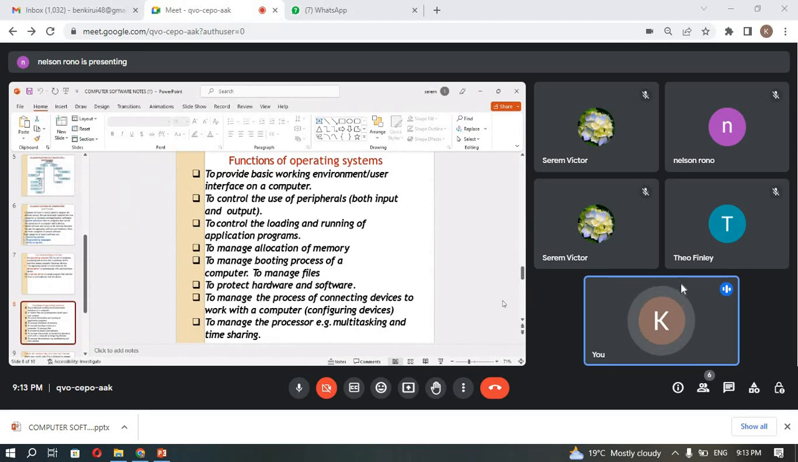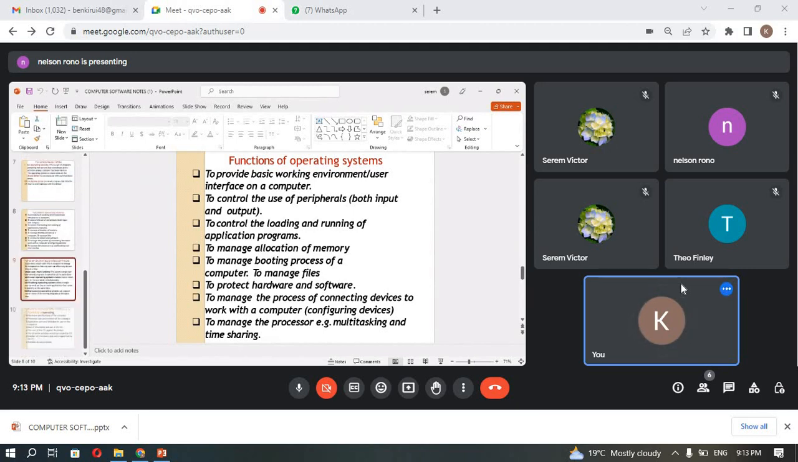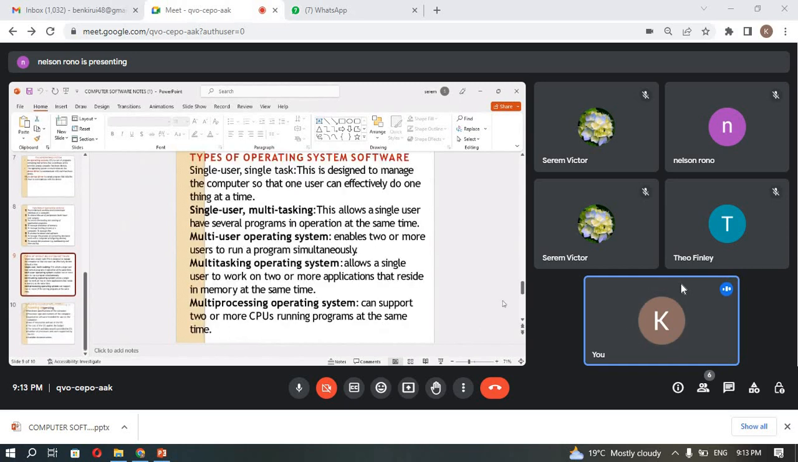We have a number of them. We shall look at them. The functions of the operating system. Number one, to provide a basic working environment and user interface on a computer, to control the use of peripherals, both input and output, to control the loading and running of application programs, to manage allocation of memory, to manage the booting process of a computer, to manage files, to protect hardware and software, and lastly, to manage the process of connecting devices to work with other computers.